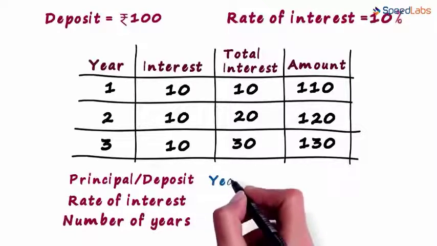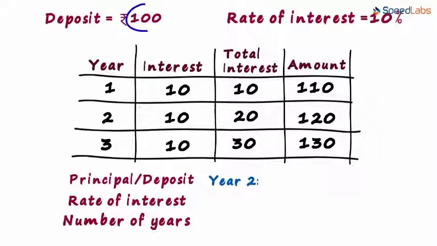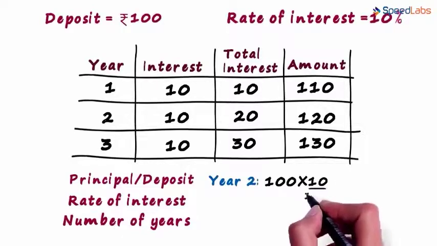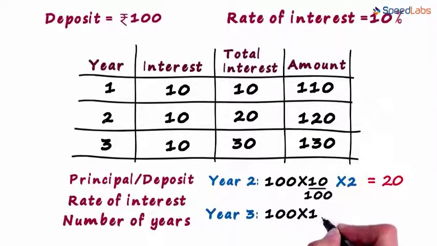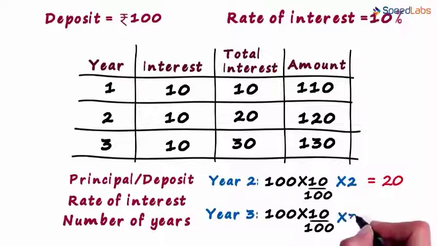Let's consider year 2. We first looked at the principal, which is 100. Since the interest is 10%, we multiplied it by 10 by 100. And since it is the second year, we multiplied by 2. This gives us the interest in the first year, and we multiplied by 2 to get the total interest after 2 years. If you solve this, you will get 20. And similarly, for year 3, the total interest will equal 100 multiplied by 10 by 100 multiplied by 3. This will give you 30. So based on this concept, we will solve an example in the next video.